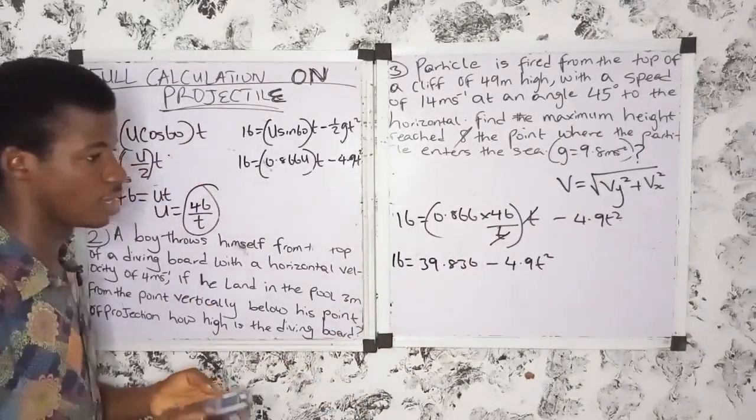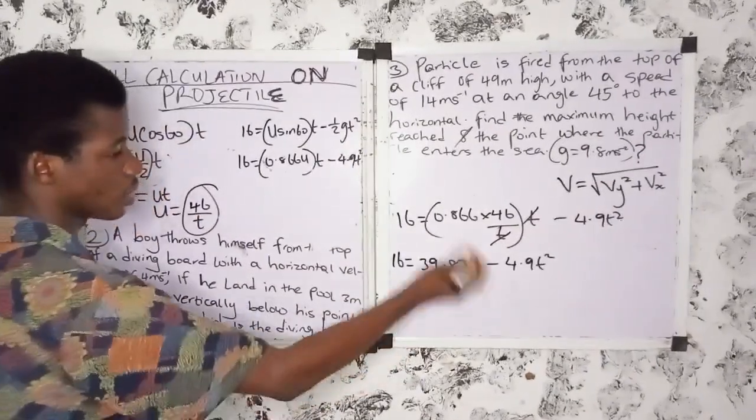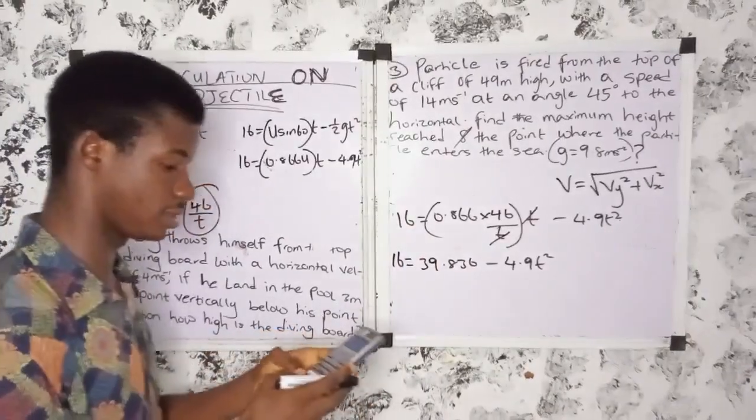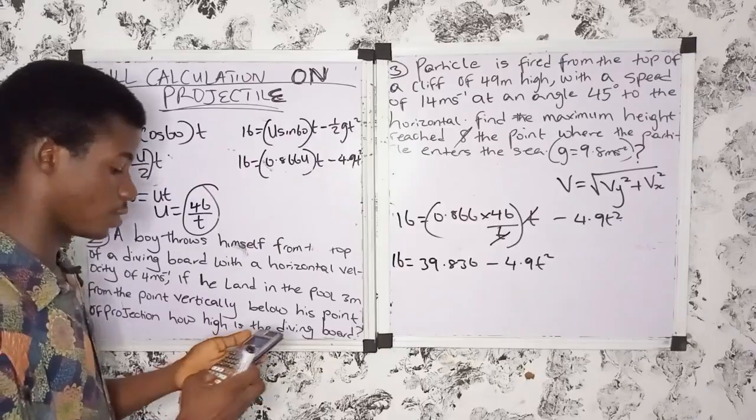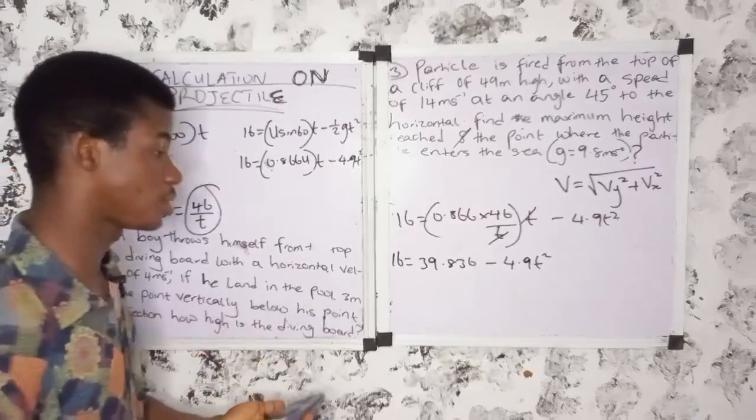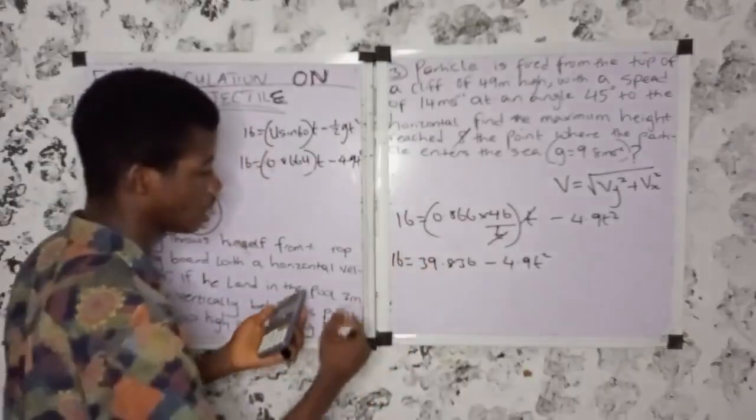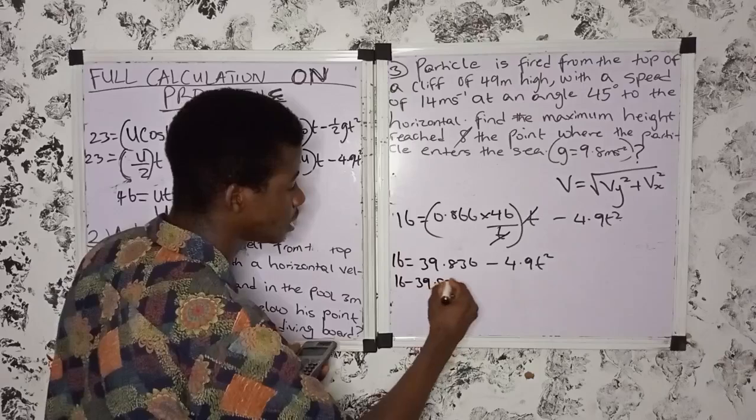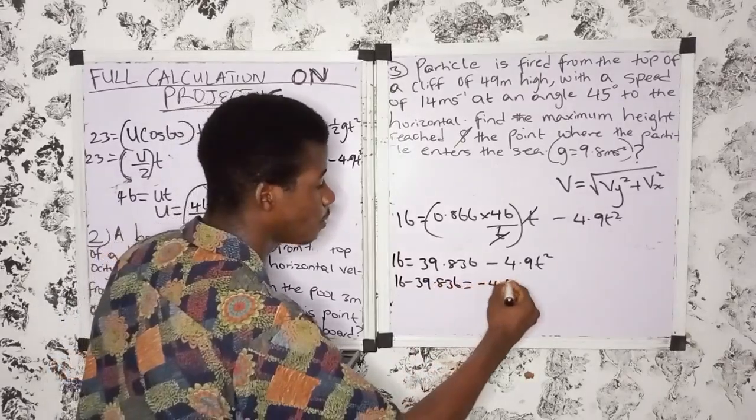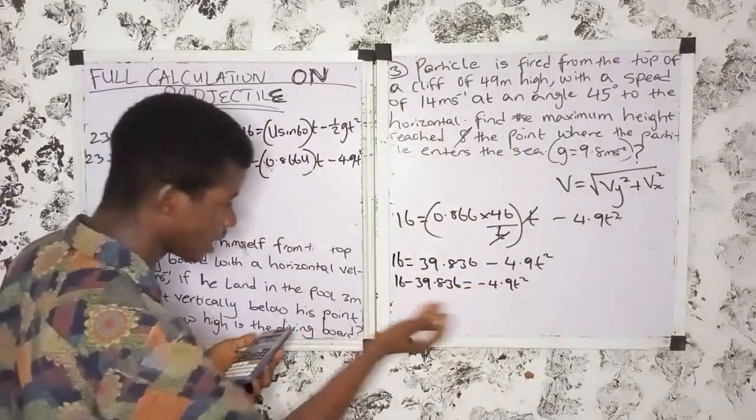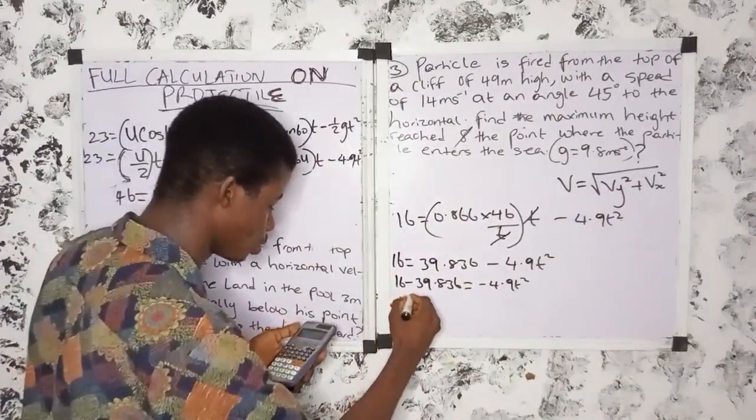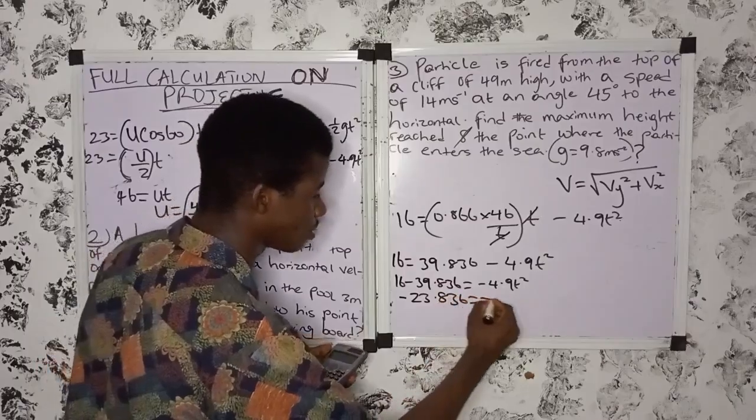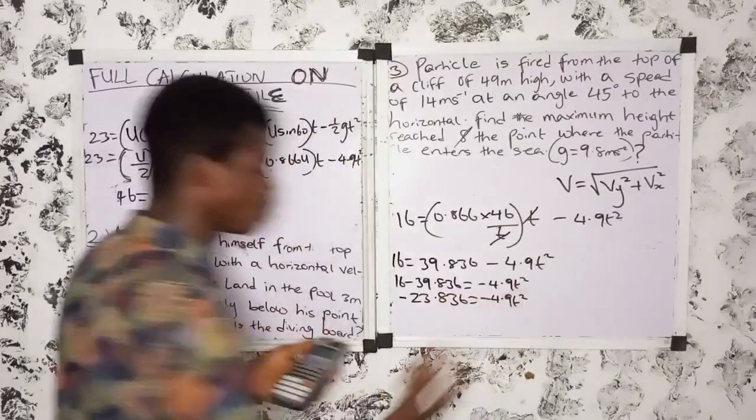If this one comes over here, so now it will be 16 minus 39.836, equals minus 4.9t square, right? So if you subtract everything here, we'll get minus 23.836 equals minus 4.9 t square.